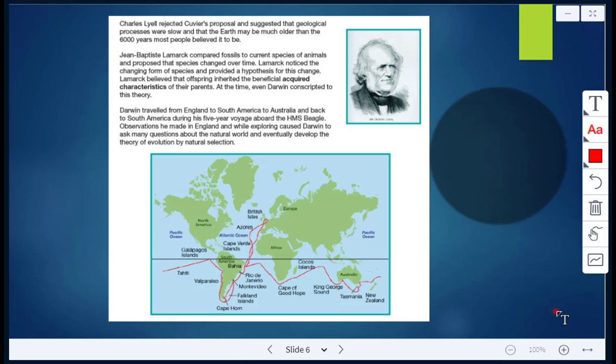He traveled from England to South America, to Australia, and back to South America during a 5-year voyage on the HMS Beagle. And observations he made in England and while exploring caused Darwin to ask many questions about the natural world, and eventually he developed the theory of evolution by natural selection. This is just his voyage.